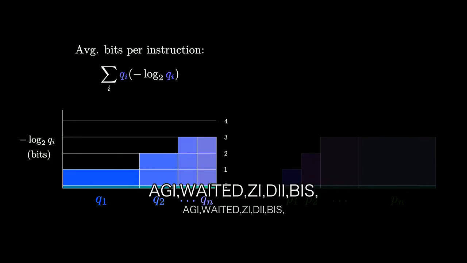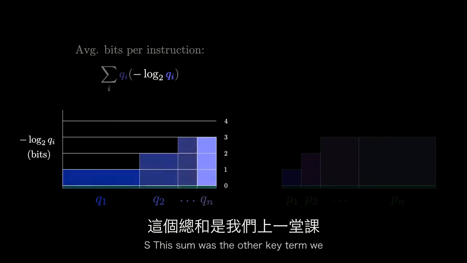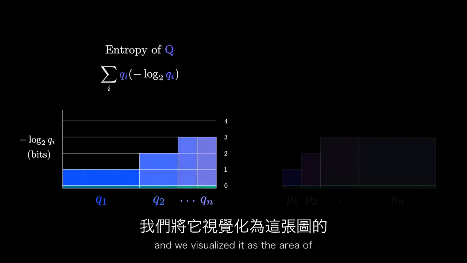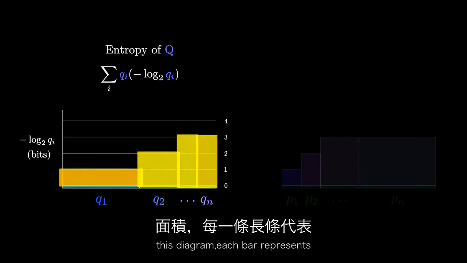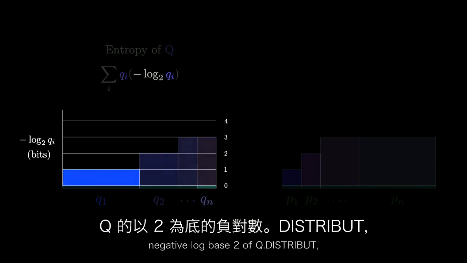Basically, you go through each symbol, and for each one, you take the proportion of times that it comes up, which is its probability, multiplied by the information content, the negative log base 2 of its probability. This sum was the other key term we had in the last lesson, the entropy of Q, and we visualized it as the area of this diagram. Each bar represents one part of the weighted sum. Its width is Q, and its height is the negative log base 2 of Q.